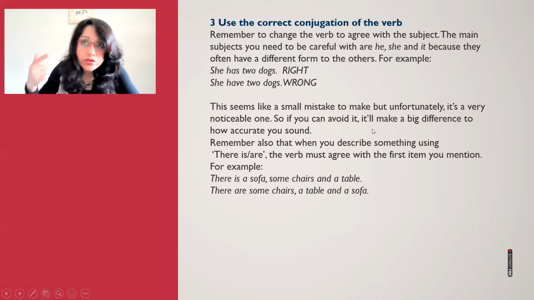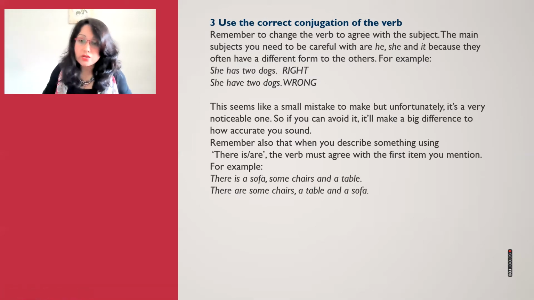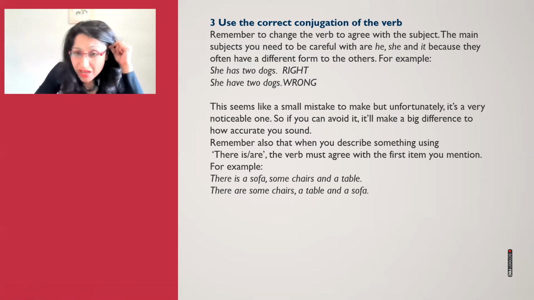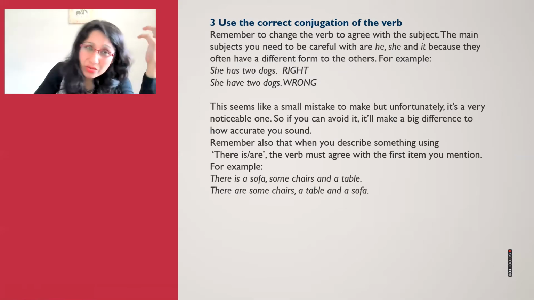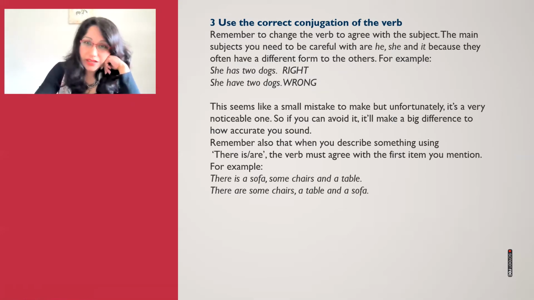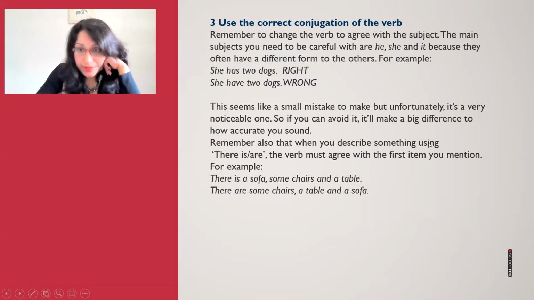All right. So sometimes when you're speaking, you think it's not noticeable and you think you can get away with it, but it's not like that. It's really annoying when you're listening to such things, okay? So make sure you don't do that. And also remember when you describe something using there is or there are, the verb must agree with the first item you mention.